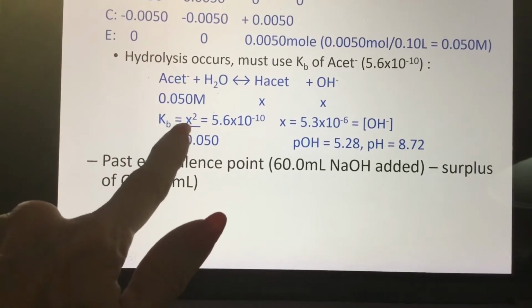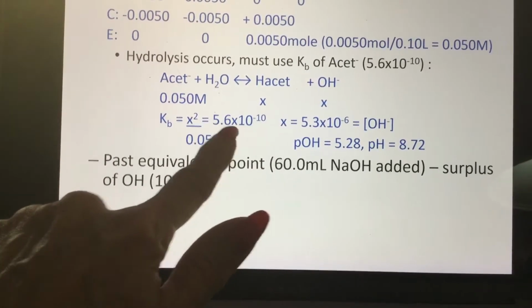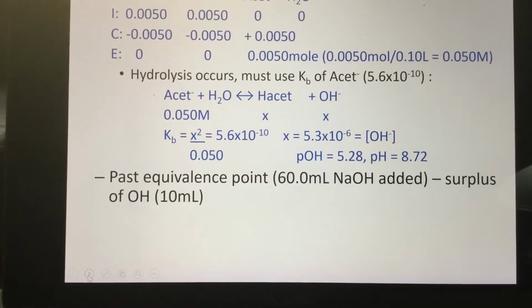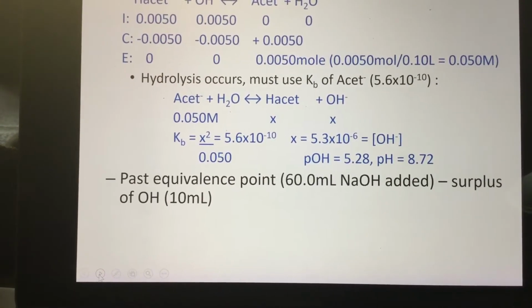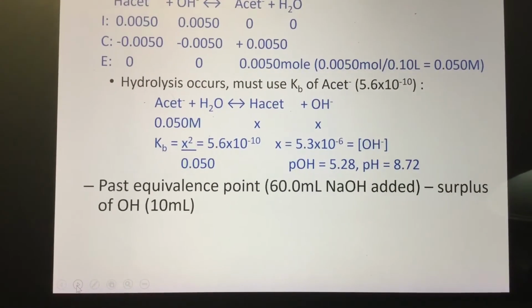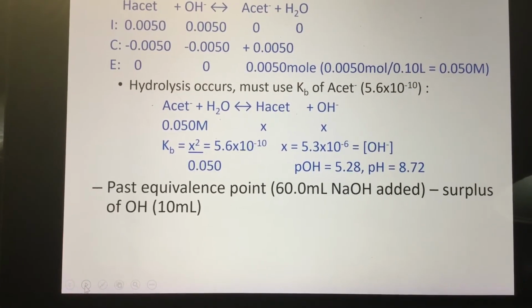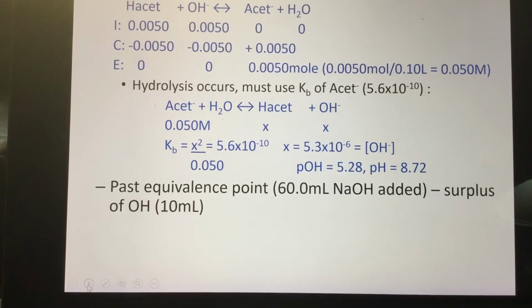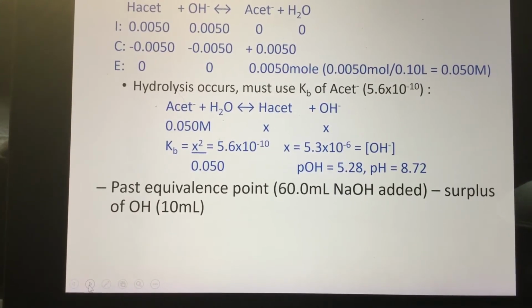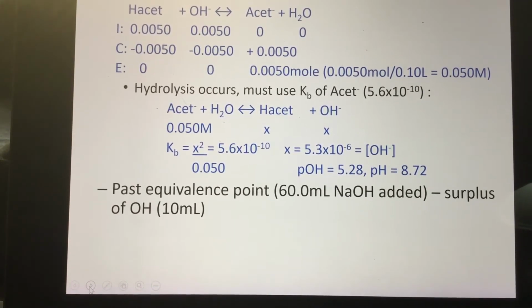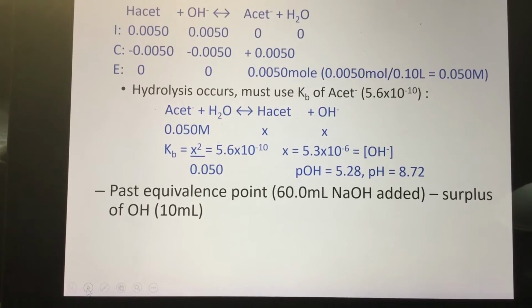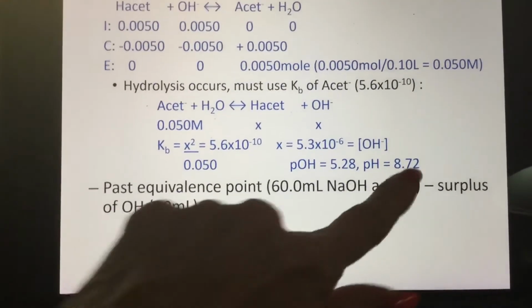So that gives us x squared over 0.05 is equal to 5.6 times 10 to the negative 10th. So solving for x, we get 5.3 times 10 to the negative 6, which is our hydroxide ion concentration. And then converting that to pOH, that gives us 5.28. And then subtracting that from 14, that gives us a pH of 8.72. So that is our equivalence point.